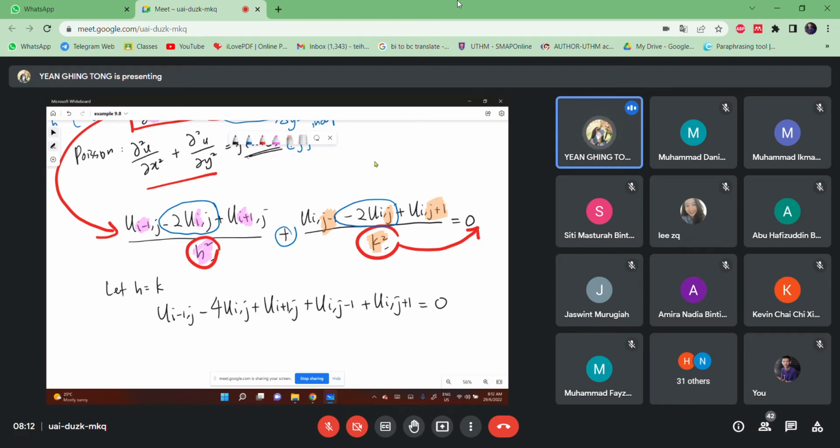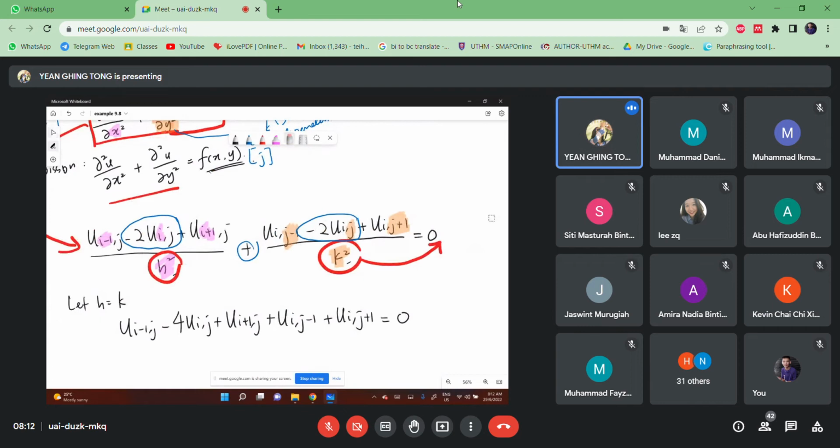This is because the Laplace equation is equal to 0. Let's say this is Poisson. So this is some value, let's say this is f(x).